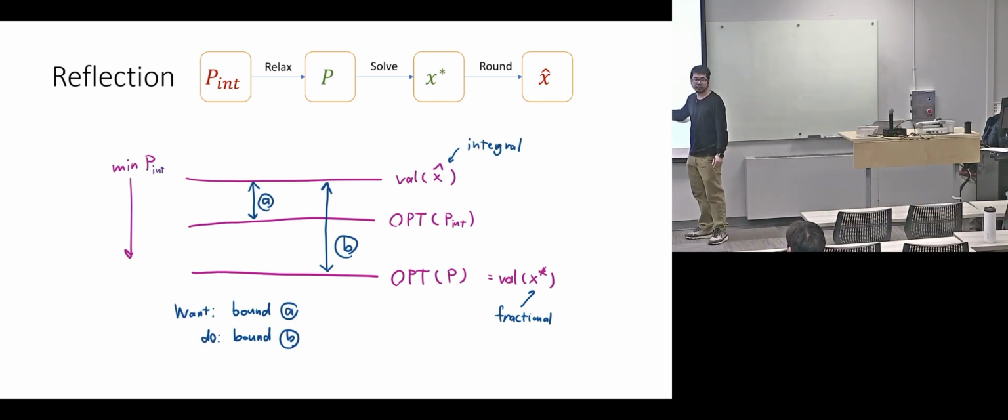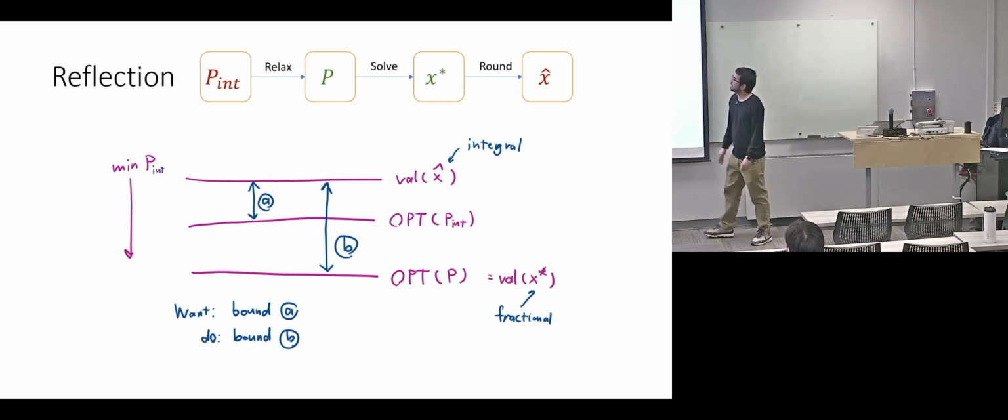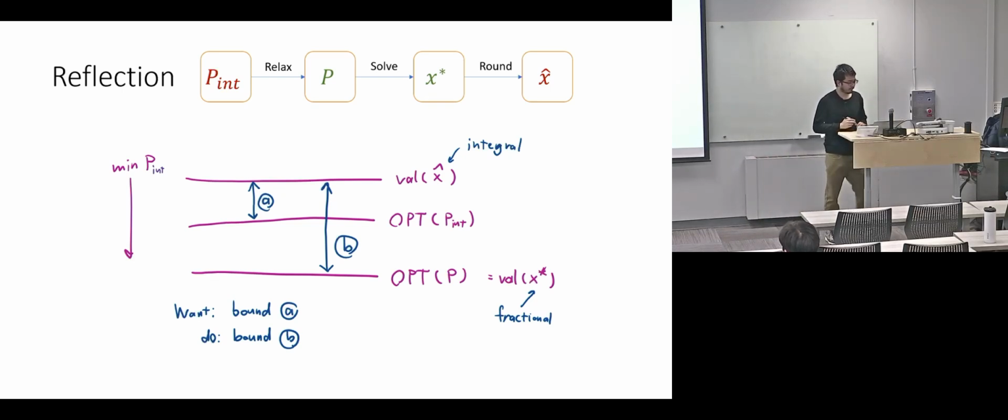So val of x star, you mean? The rounded one? Oh, because it's some solution. This is some solution that is integer. The optimal solution by definition is just the minimum solution. Anything that's valid and integer is a valid solution, so it's at least this. Okay, good.